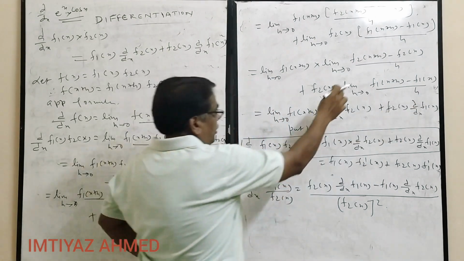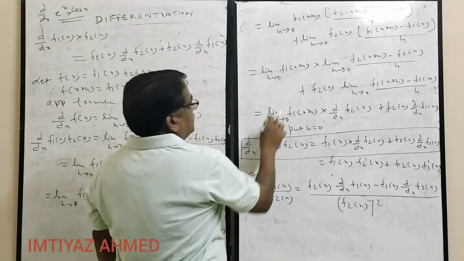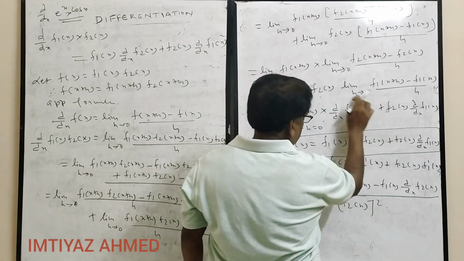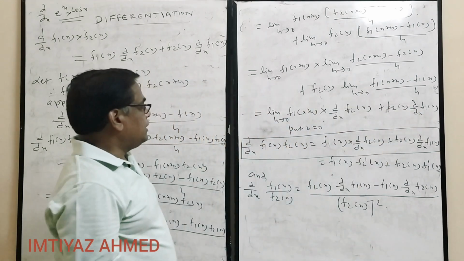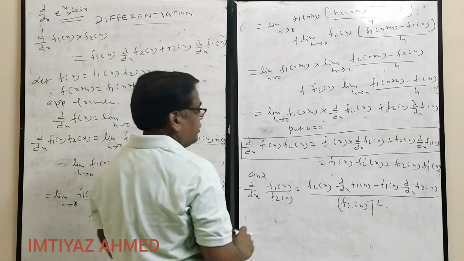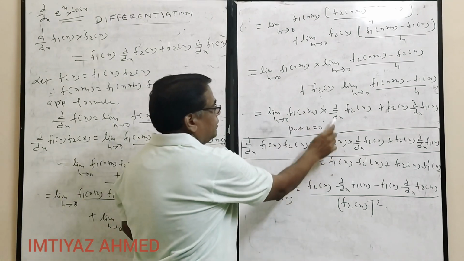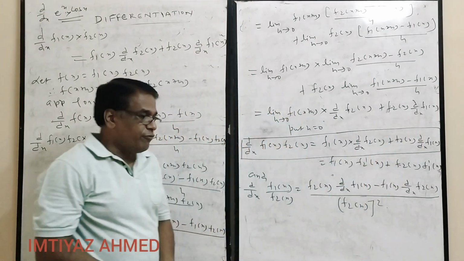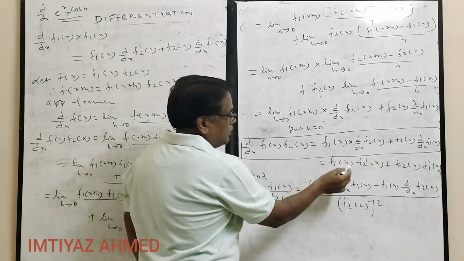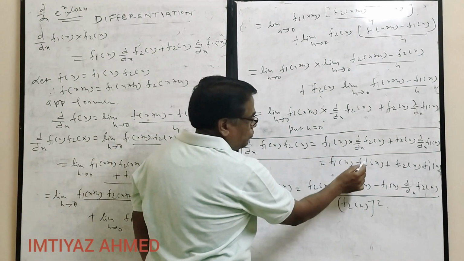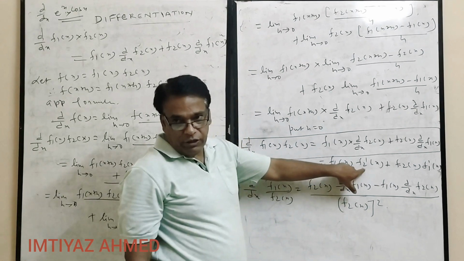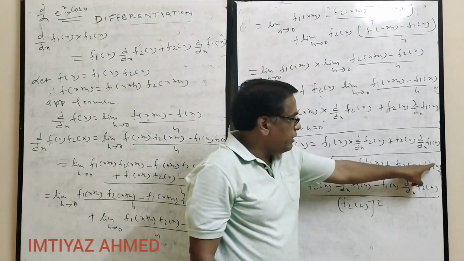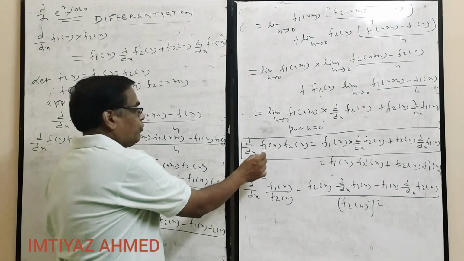Now this one is the formula for d by dx of f2x, and this is d by dx of f1x. So ultimately, when substituting h equals 0, we get the formula: f1x times d by dx of f2x plus f2x times d by dx of f1x. Now this particular formula can be written like this also: f1x d by dx of f2x can be written as f2 dash x, dash meaning the first derivative of f2x, plus f2x and d by dx of f1x written as f1 dash x. Now this is the formula for the product of two functions.